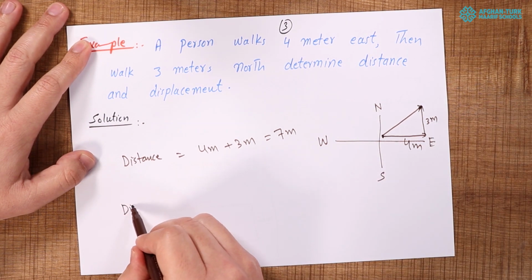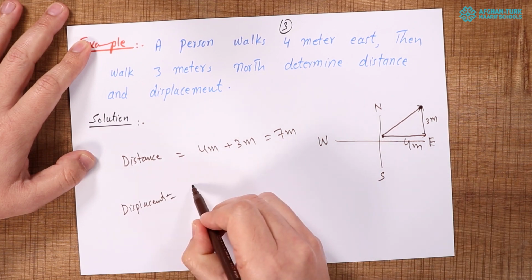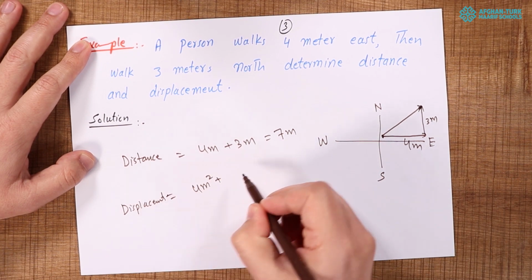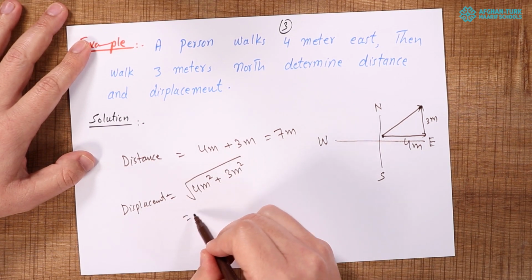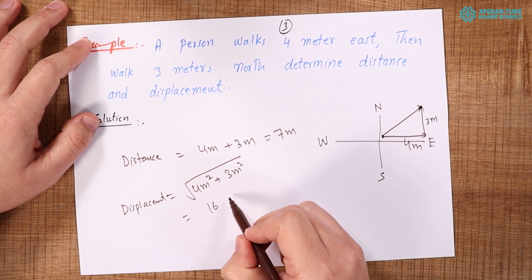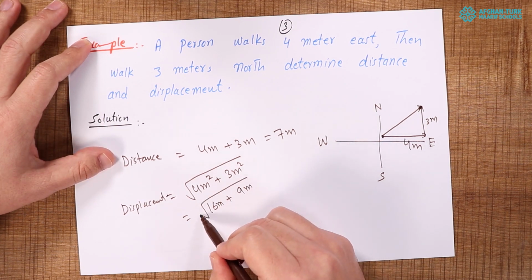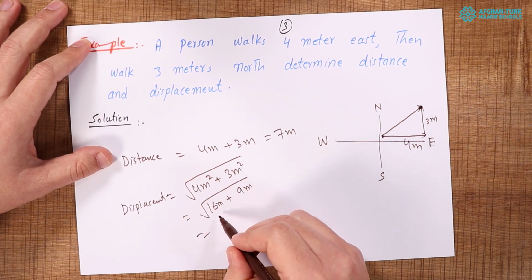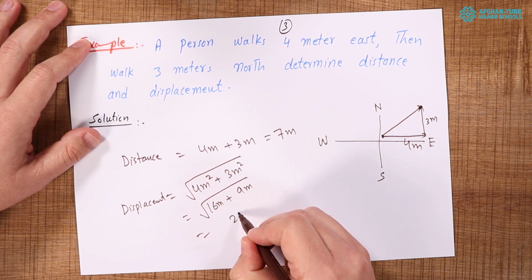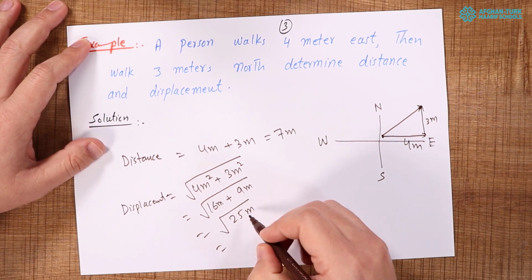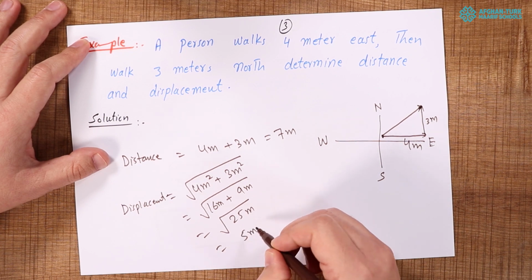So displacement is equal to the square root of 4 meters squared plus 3 meters squared. So this is 16 meters plus 9 meters under the root. If we add these two values, the answer is 25 meters. And if we take the square root of 25, this is equal to 5 meters.